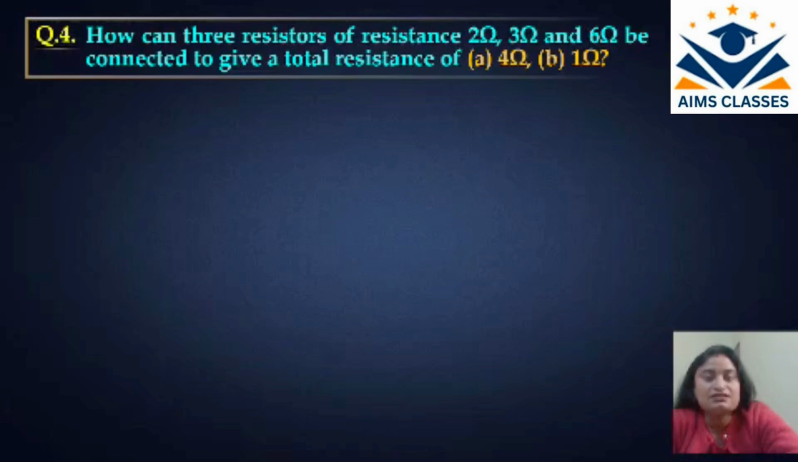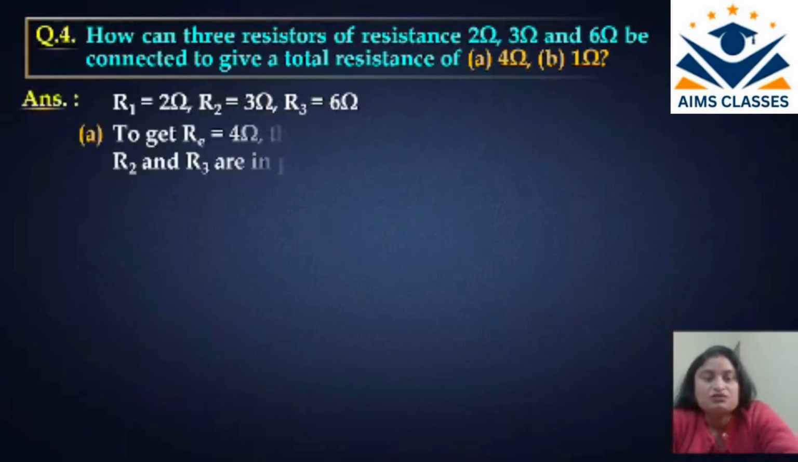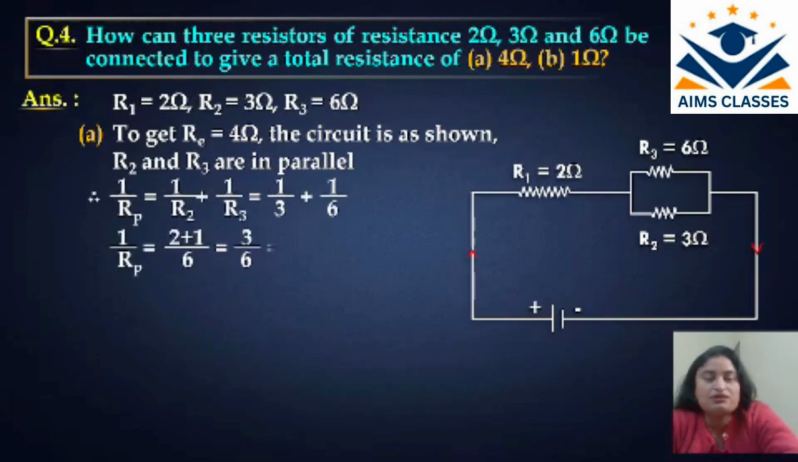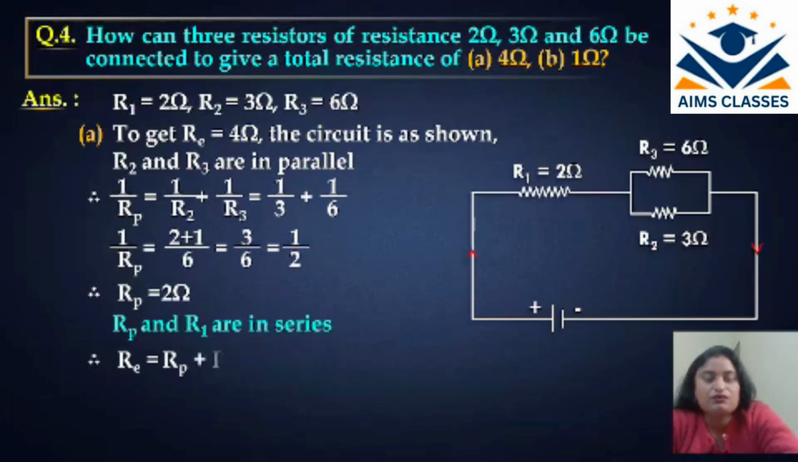How can three resistance of 2 ohm, 3 ohm and 6 ohm be connected to give total resistance 4 ohm? So first of all check. So first of all draw the diagram, and R1 is connected in series with the parallel combination of R2 and R3. So 6 ohm and 3 ohm equivalent to 2 ohm. So 2 ohm plus 2 ohm equal to how much? 4 ohm. So answer 4 ohm, got the answer.